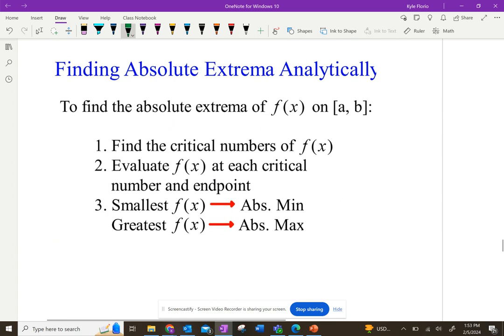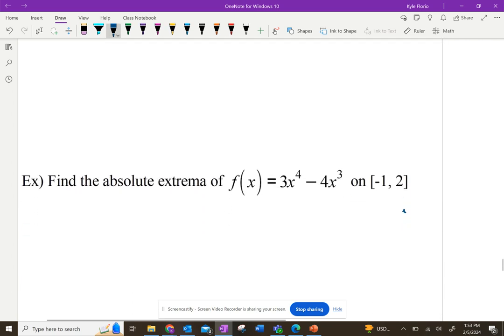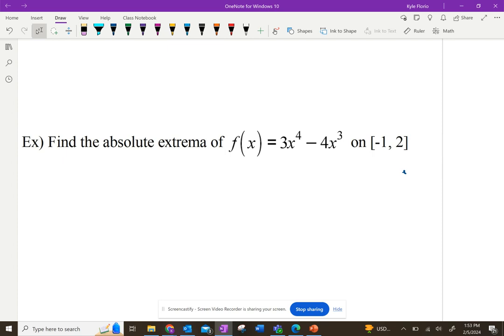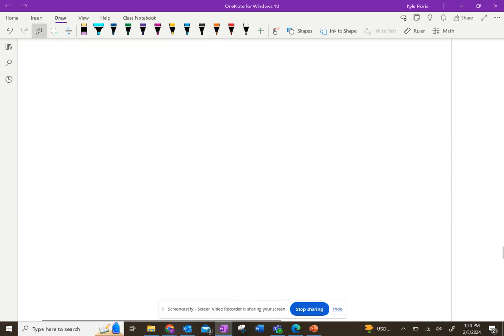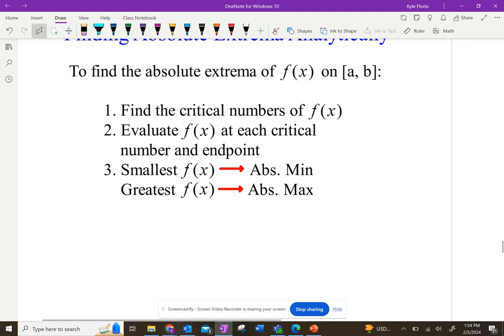So, how to find an absolute extrema analytically. Copy this down, and I'm going to follow these steps in the next example. So you're going to come down here and copy this example as well. And going back to the top, to find out where the function has absolute extrema, we want to find the critical numbers, because if there's relative extrema, it's got to occur at a critical number. Again, I'm finding absolute extrema, so endpoints are allowed.